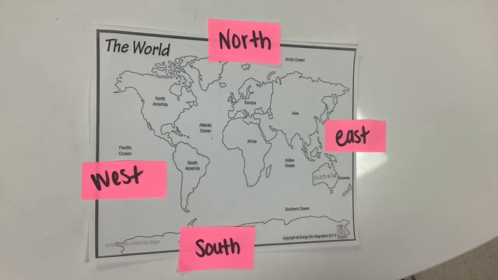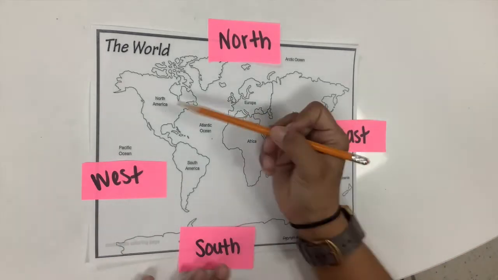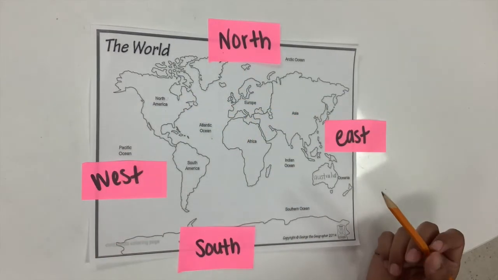And is North America east or west on this map? That's right, it's west on this map. And we also know it's north because it's in the name, right? So they made it easy on us with America.